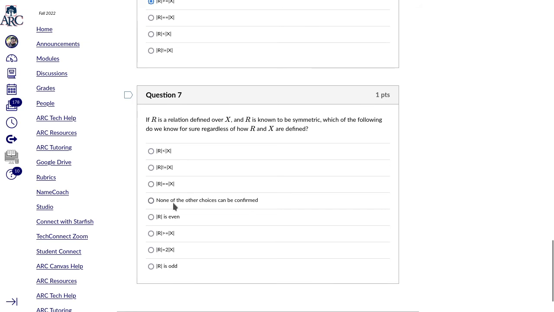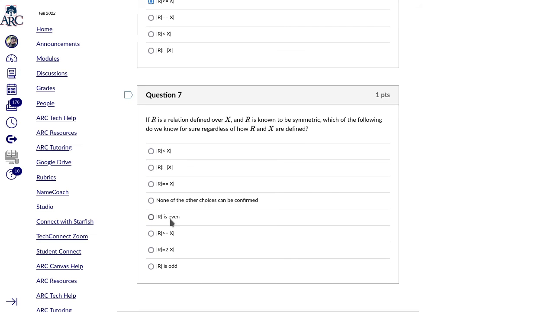We skip this one until we confirm all of the other ones cannot be the case. This one says the cardinality of R has to be even. That is not true. If you have A and B in X, then you can have just AA in R. It will still be symmetric. So we can rule out even. We can rule out odd too, because remember the empty relation, the empty set, has 0 elements, and 0 is an even number. So now we can also rule out odd.